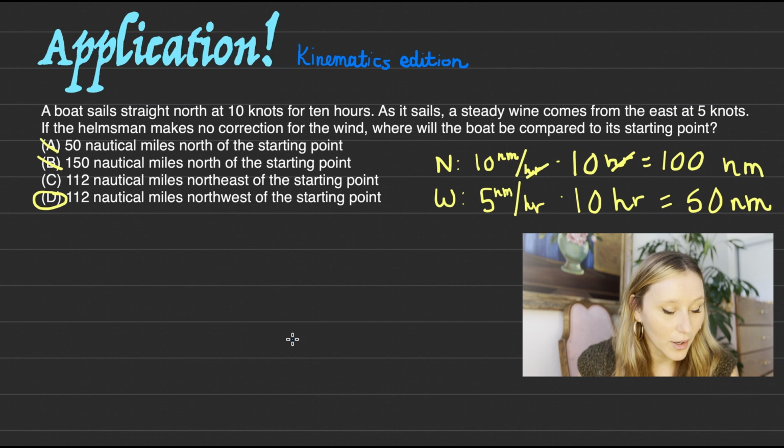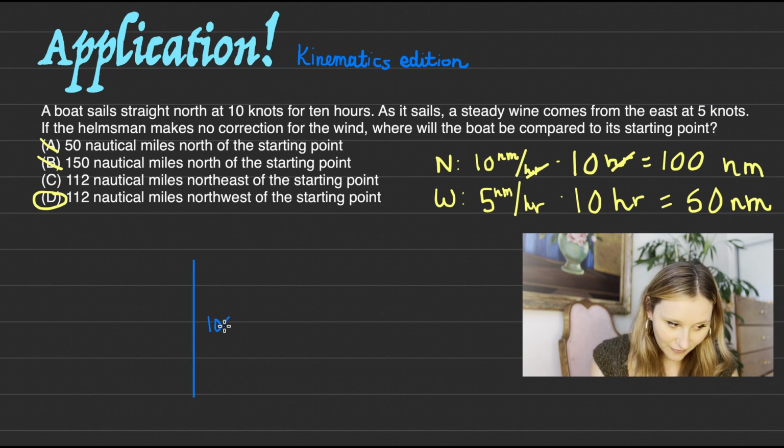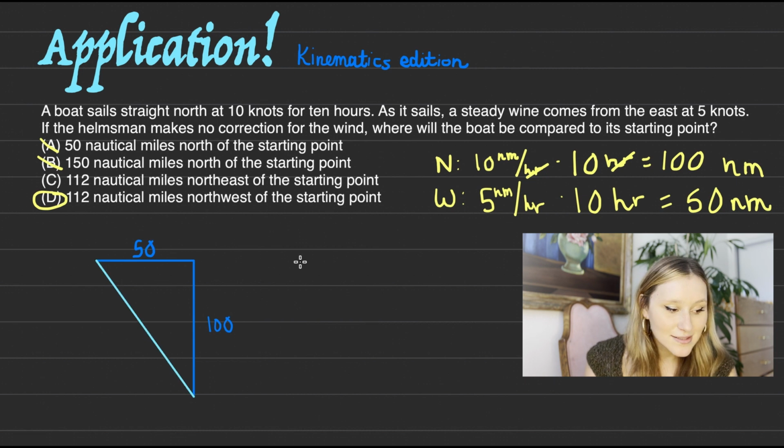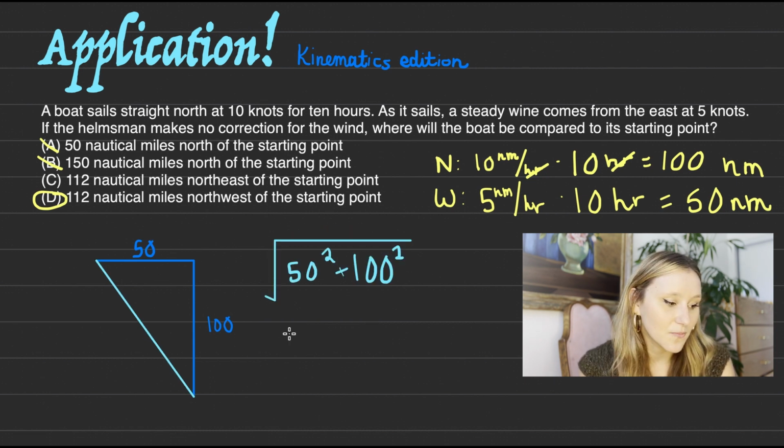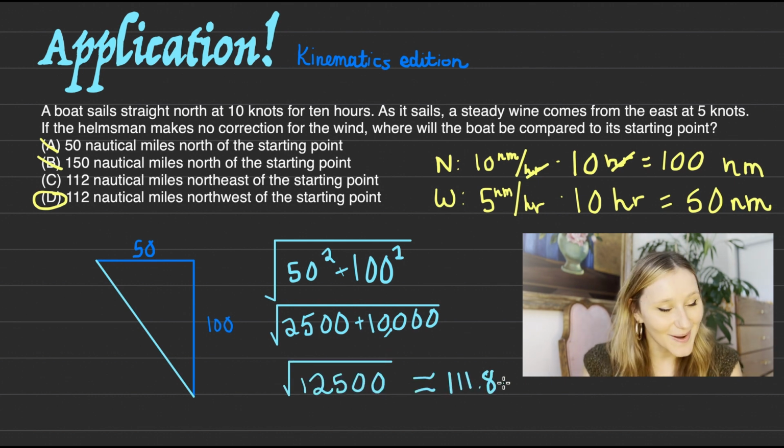Let's draw the diagram. It's going 100 north, 50 west, because it's coming from the east. And let's find it. We're doing the Pythagorean theorem, and we get 111.8, which is very close to 112. Good job.